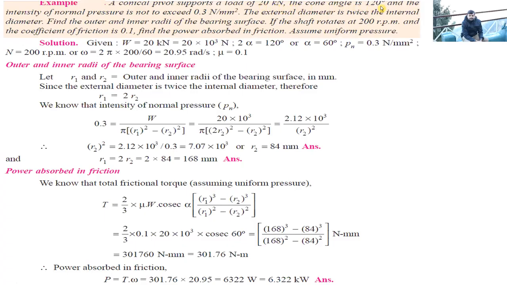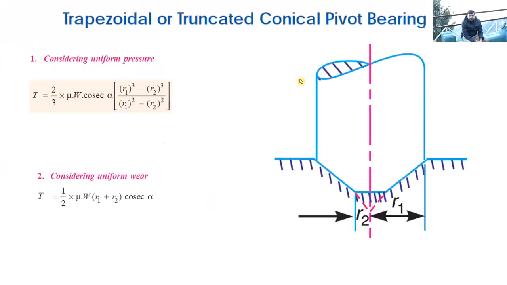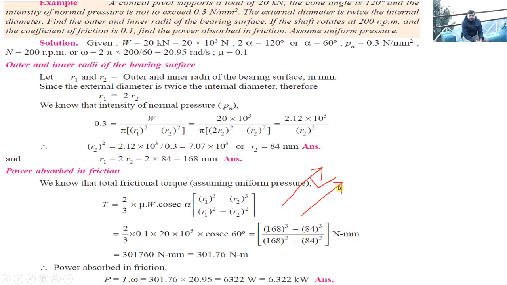The cone angle is 120 degrees, so 2 alpha is given to us. The intensity of normal pressure is not to exceed 0.3 Newton per mm square. The normal pressure in the case of a conical pivot bearing, we saw, was Pn, and this normal pressure was perpendicular to the conical surface, right? So this is given to us as Pn as 0.3 Newton per mm square.